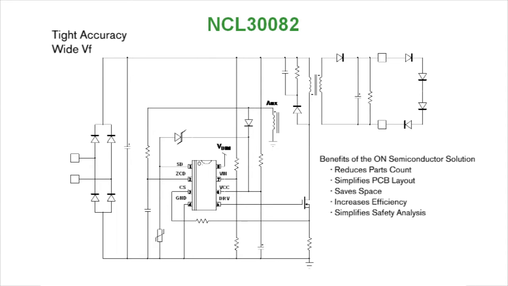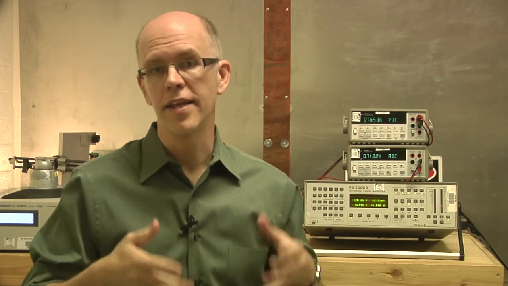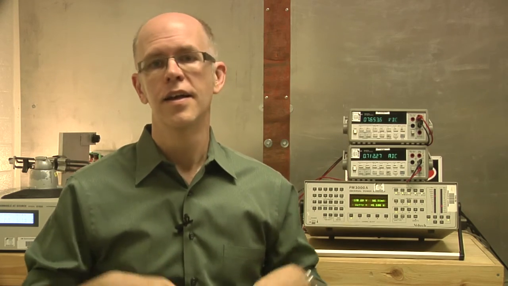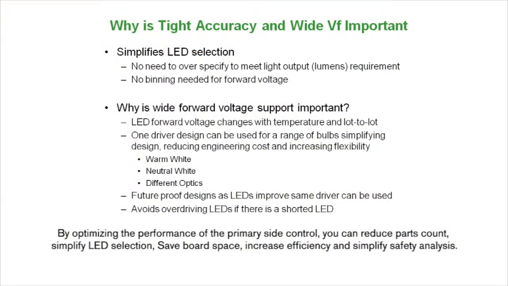For this example, we're using the NCL30082 from ON Semiconductor, a constant current primary side PWM controller optimized for the challenges in the LED market. By having very tight current regulation, LEDs do not need to be overspecified. This saves cost. Moreover, because the NCL30082 current control accuracy is tightly controlled across a wide forward voltage variation, one design can support multiple bulb designs.